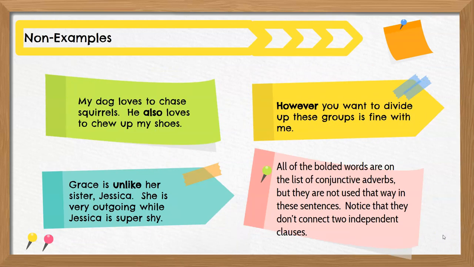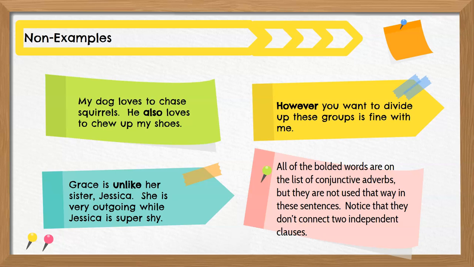On this slide, we have three non-examples. These are good, well-written sentences with no mistakes, but they use some of the same words on our list, just in a different way. My dog loves to chase squirrels. He also loves to chew up my shoes. Also indicates additional information, but it doesn't function as a connecting word between two sentences.